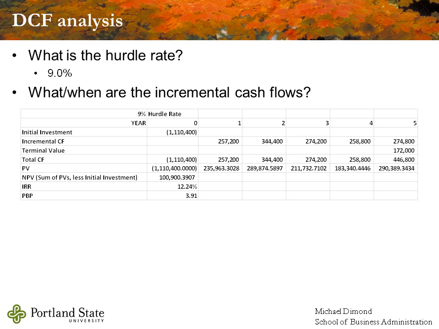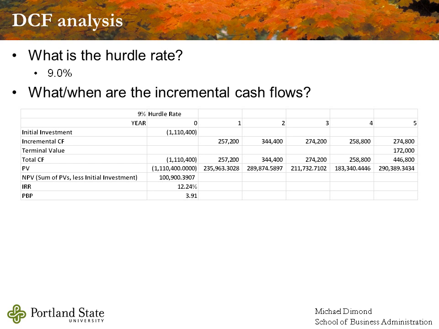So the next step is simply to build the table that we're going to use to discount our cash flows. We figured out our initial investment. That's a year zero cash outflow. We figured out what our incremental cash flows were for each of those years, 1 through 5. And we figured out what our terminal value was, which is going to be a cash inflow that happens at the end of year 5. Our total cash flows are as shown.